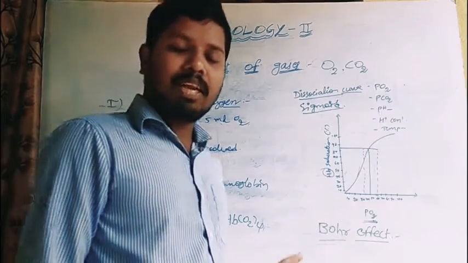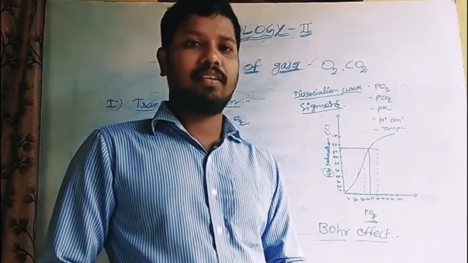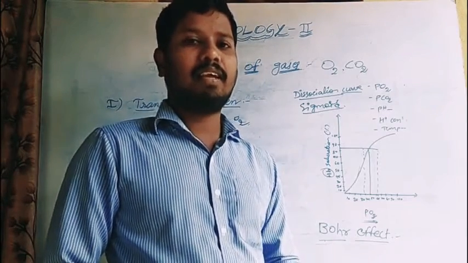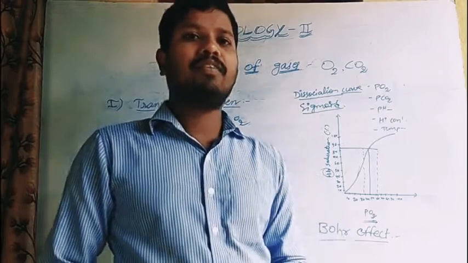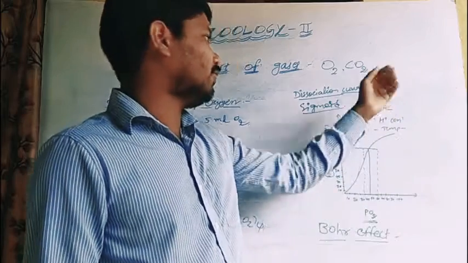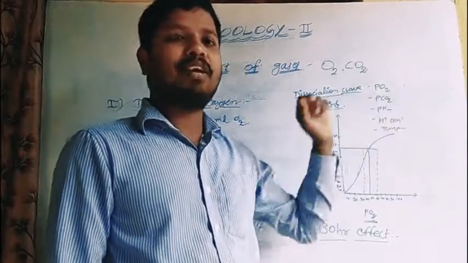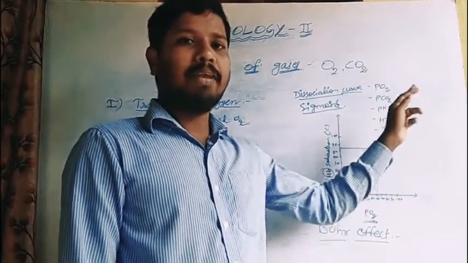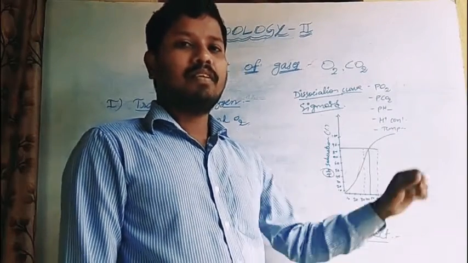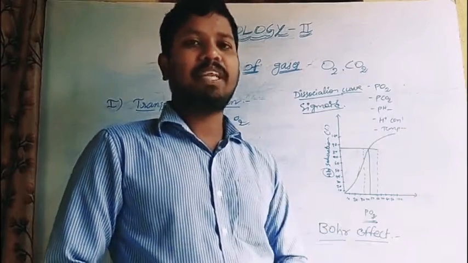The formation and dissociation of oxyhemoglobin is affected by 5 factors. These effector factors are partial pressure of oxygen, partial pressure of carbon dioxide, pH level, concentration of hydrogen ions and temperature.